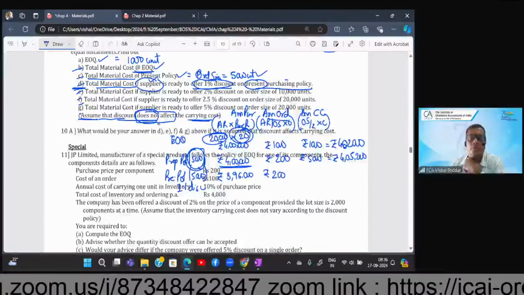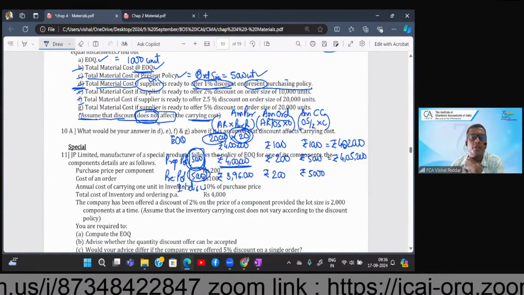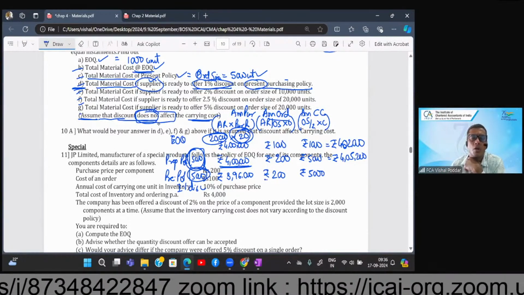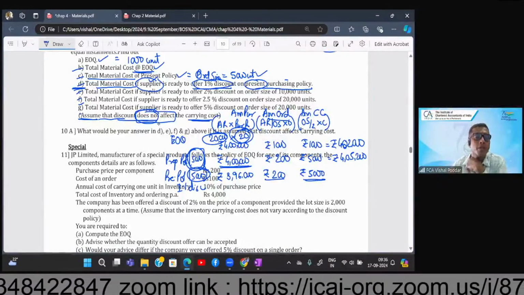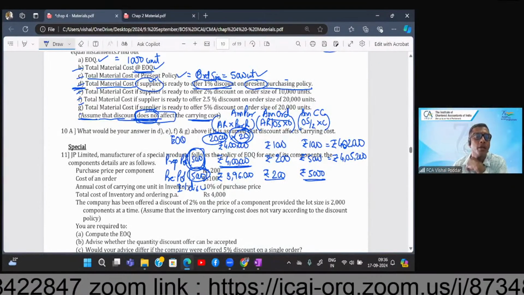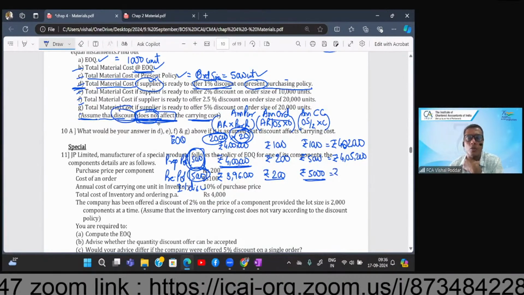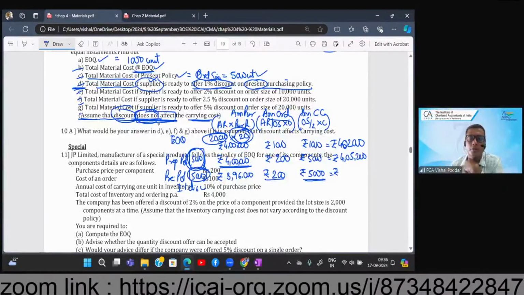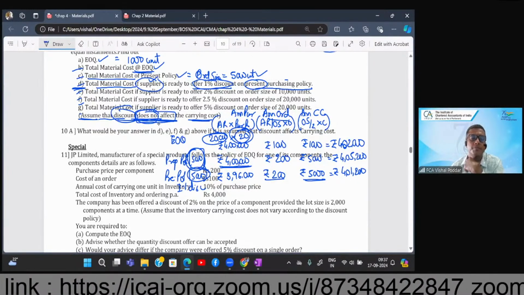Ordering cost, carrying cost for the time being remains same because my order size is still 5,000. Ordering cost will be 200. Carrying cost is also same. Why? Because they have said that assume that discount is not affecting carrying cost. So now here in this option, my answer is 4,01,200.